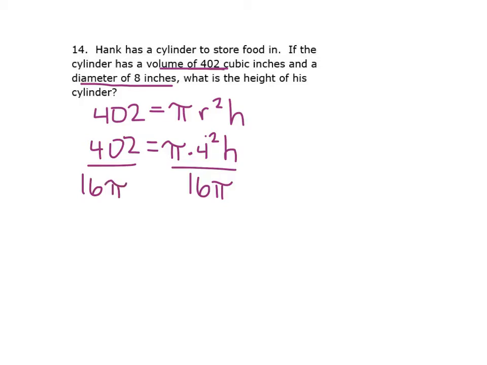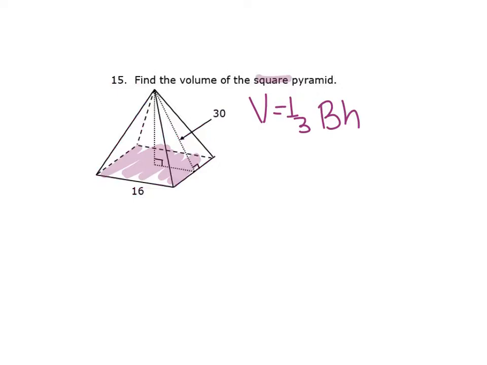And then this gives us our height, which is 7.9975, or you could just say it's about 8 inches. So on this one, we're trying to find the volume of a square pyramid. That square is important because it tells us that the length and the width are the same.